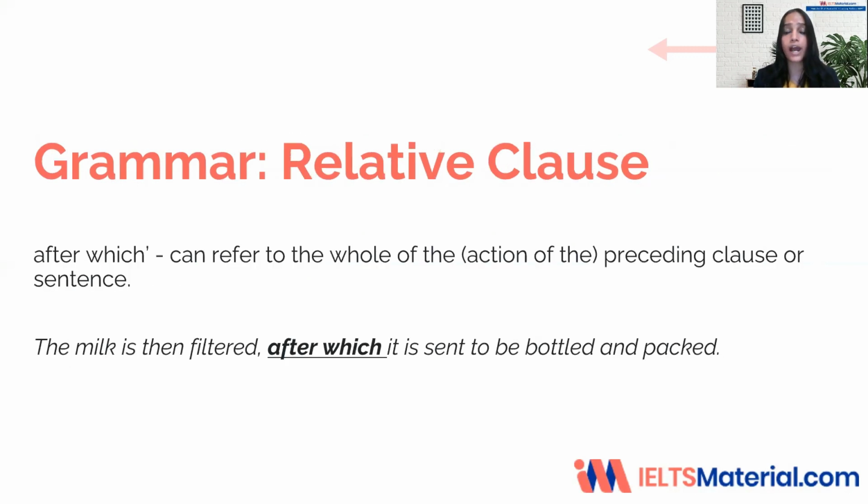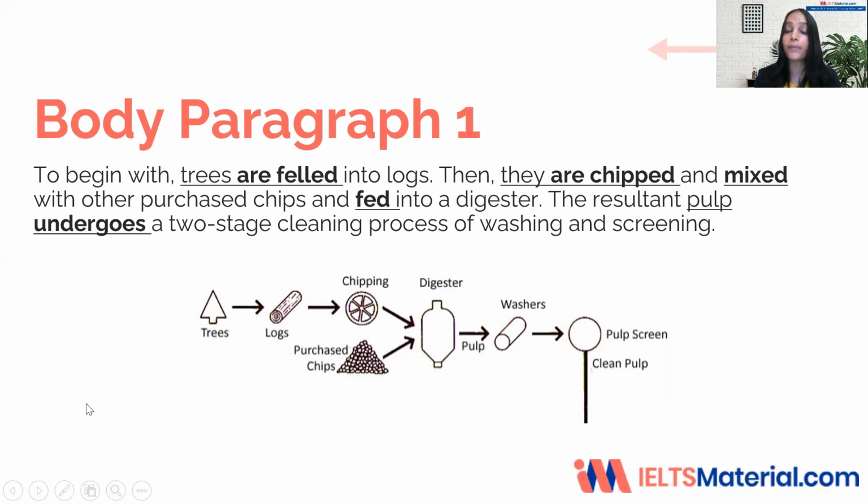Next, we should also understand what relative clause is. Now, one of the most important clauses is "after which", which can refer to the whole of the action of the preceding clause or sentence. For example, the milk is then filtered, after which it is sent to be bottled and packed. So after which, you can see there's some action which goes on before it, and then we mention the subsequent action. So finally, this is how a body paragraph with the appropriate grammatical structure looks like.